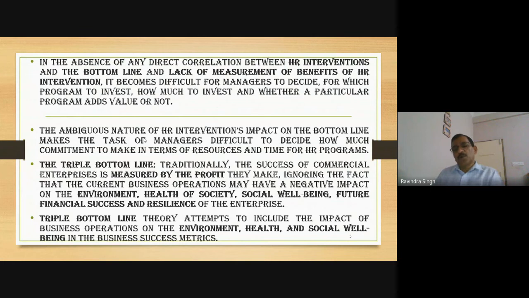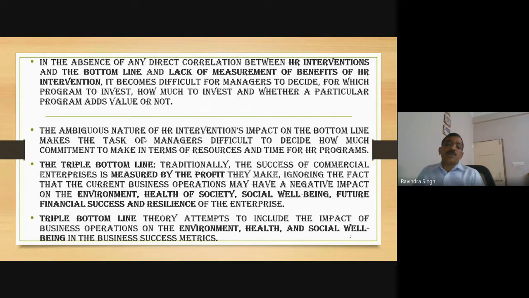It is an important problem for the managers: where should I increase the manpower and where should I reduce? And if at all to reduce, then what should be the criteria, scientific criteria? And if at all there is some requirement of addition of manpower, then what principle should be followed? There is no clear correlation. The ambiguous nature of HR interventions' impact on the bottom line makes the task of managers difficult to decide how much commitment to make in terms of resources.